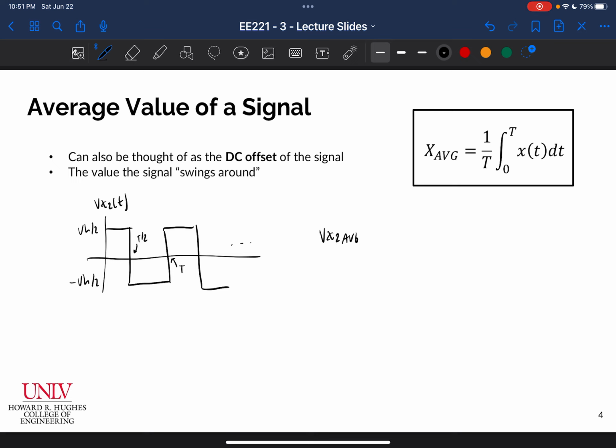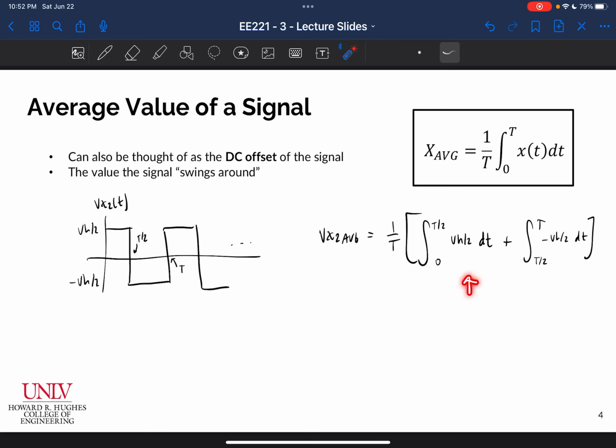Vx2 average is going to be equal to 1 over T times the integral from 0 to T over 2 of VH over 2 dt plus the integral from T over 2 to T of minus VH over 2 dt. Because these two integrals are really just areas, we can do this by inspection, or we could do it mathematically.